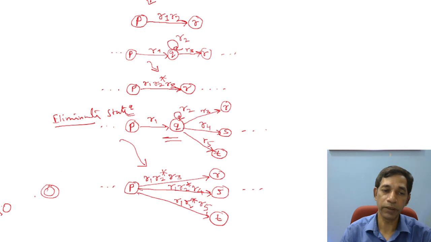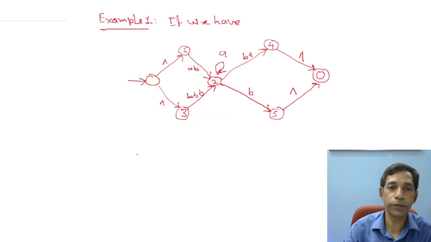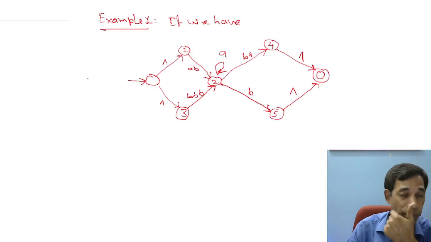One is the unique initial state, and the other is the unique final state you have obtained during the simplification. So whatever regular expression you have from the initial state to the final state, this is the answer. So let us see some example.